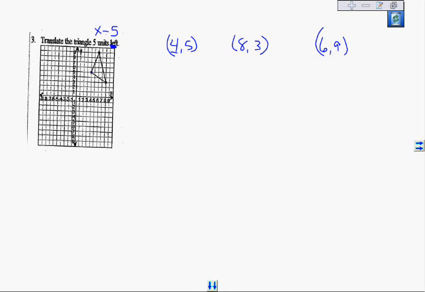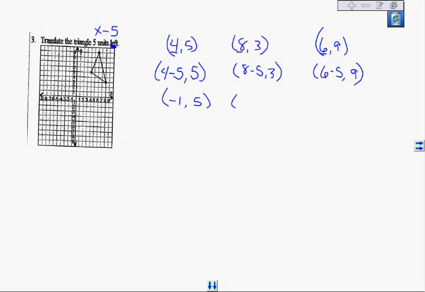Now I'm going to take all of my x's and subtract 5. And I don't do anything to the y. I didn't move up or down. So my y stays the same. Now I get my new coordinates. 4 minus 5 is -1. 8 minus 5 is 3. 6 minus 5 is 1.